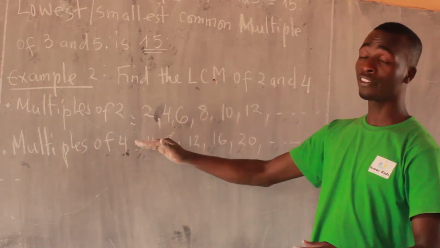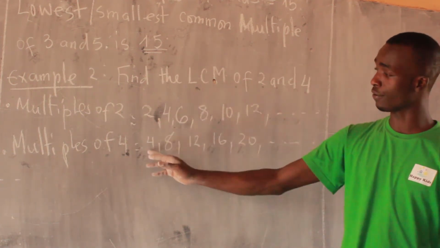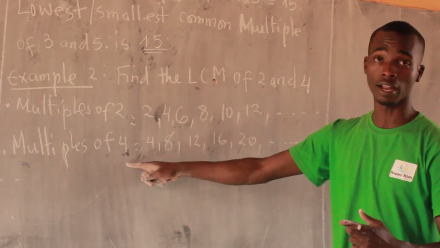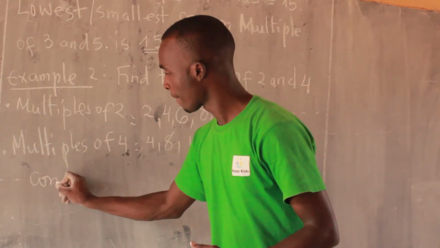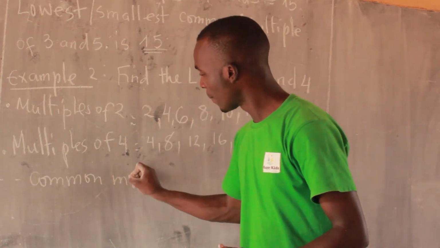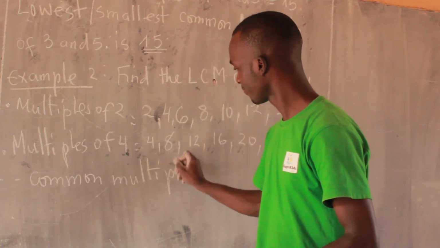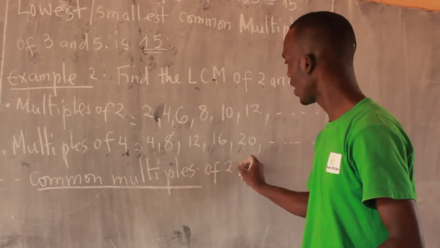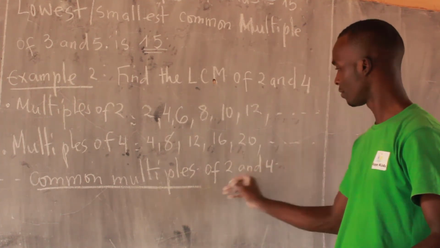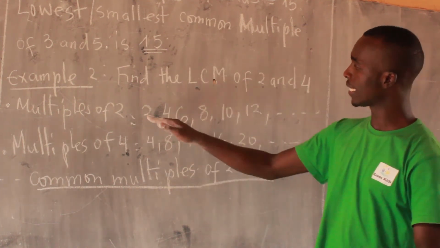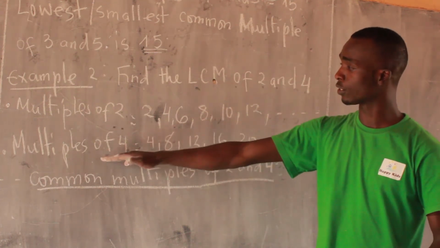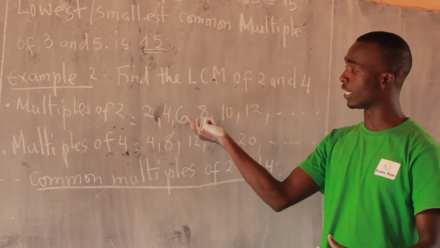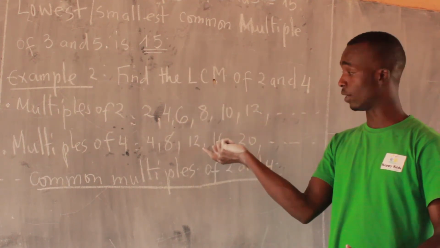After getting those multiples of 2 and 4, we need also to show what are the common multiples of 2 and 4. What are they now here? In the set of multiples of 2 and in the set of multiples of 4, which ones are in common? Meaning that they are found in this set and they are also in this set.